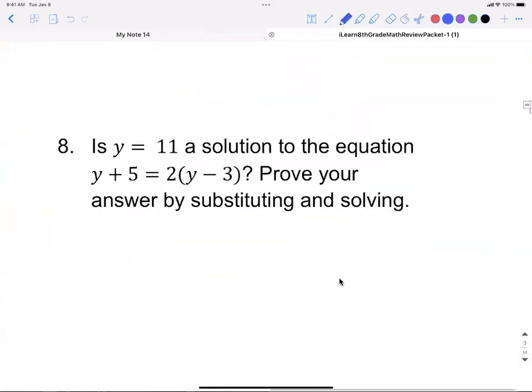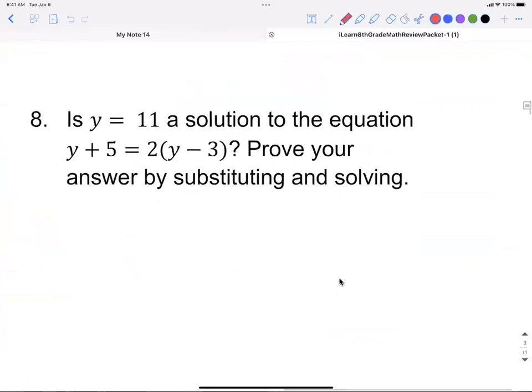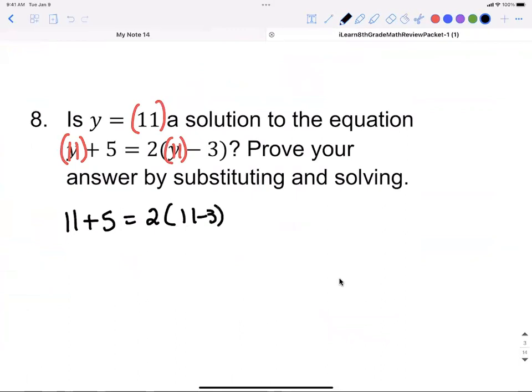All right, if you want to pause the video, you can try 8. It's the same principle. They tell you to check to see if y equals 11 is a solution to that equation. That means everywhere where I see a y, I'm going to substitute in an 11. So let me rewrite that. 11 plus 5 equals 2 times 11 minus 3.